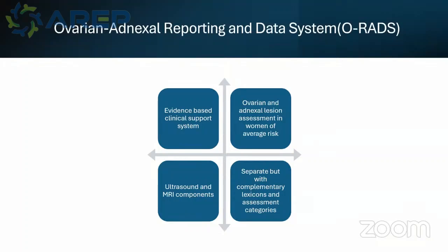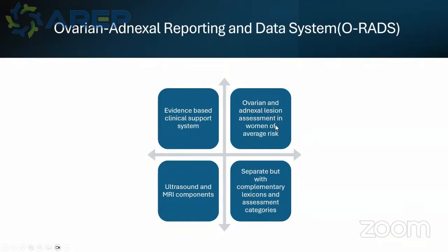The ultrasound component was initially published in 2018. It was with the support of the American College of Radiology, a group of experts in radiology and gynecology from Europe and North America. They developed the descriptors, the lexicon, and the risk stratification system. And the MRI component of O-RADS was published in 2020, and we have the initial version of MRI O-RADS.